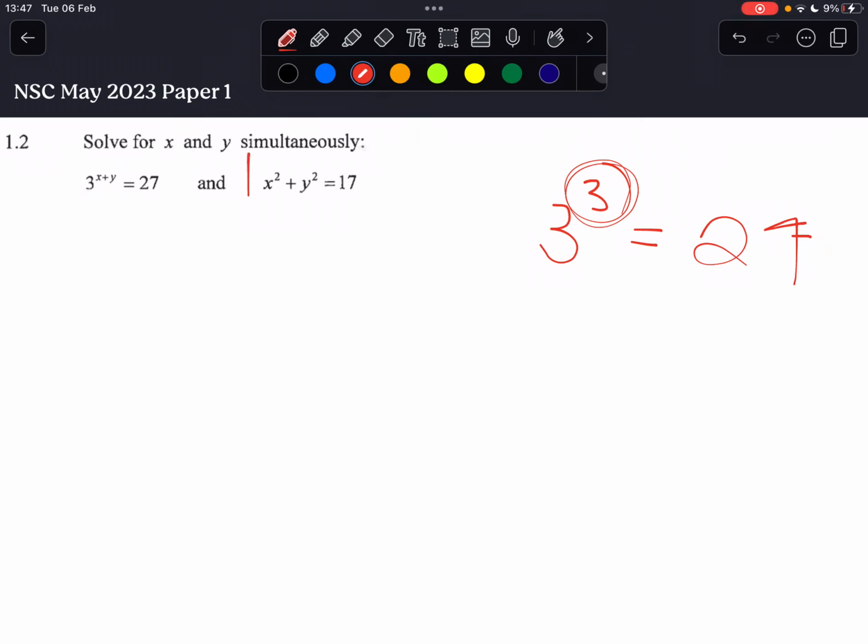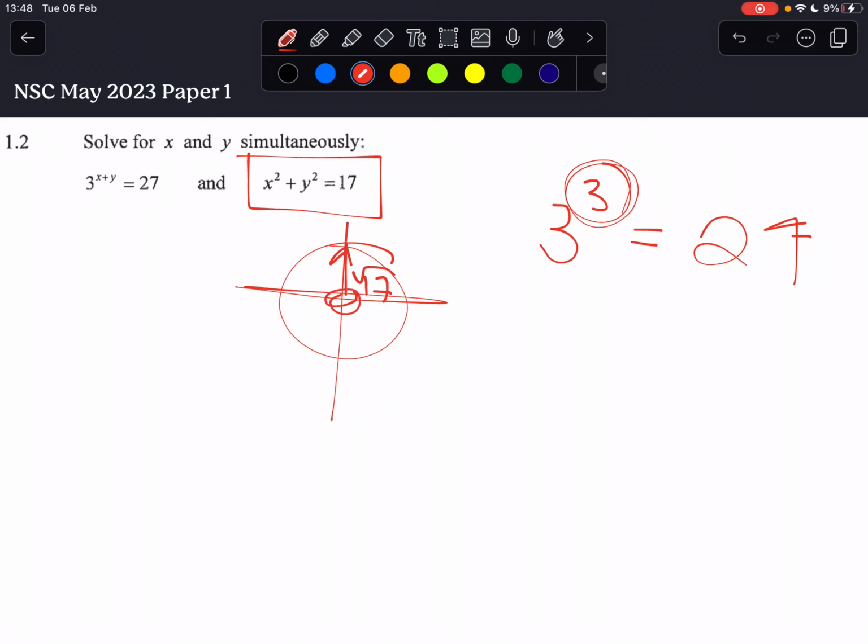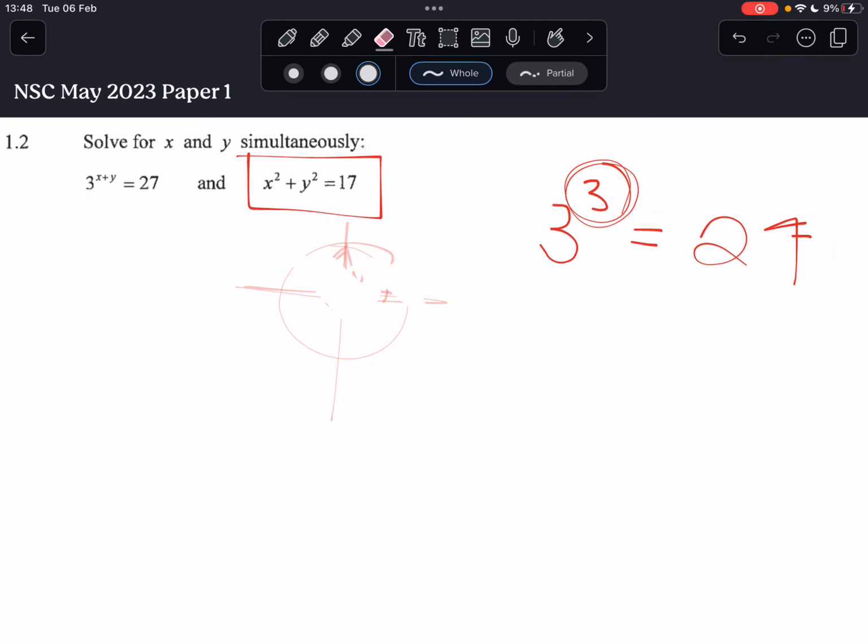Then secondly, we've got x squared plus y squared is equal to 17. So this is a circle with radius square root 17, centered on the origin. That's just a fun fact that isn't really going to help us right now. Right, so we've got a quadratic equation, can we call it that? An equation where the highest power is 2 for both variables.